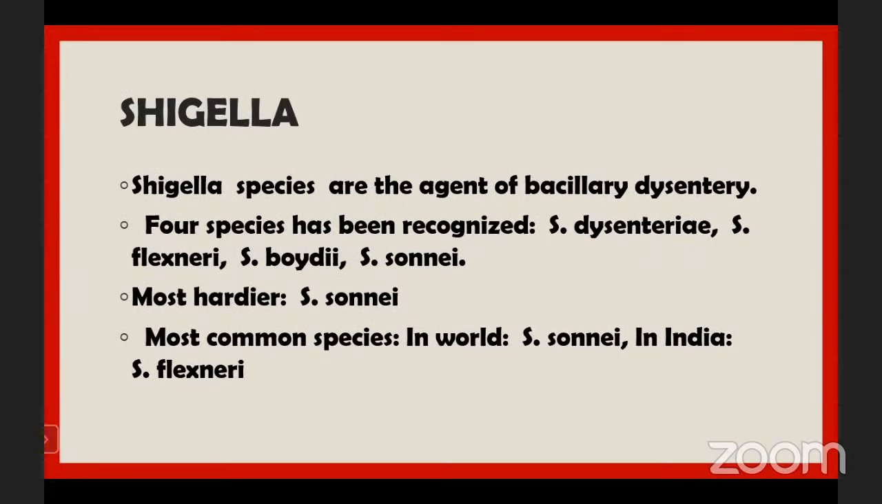Next one is Shigella. Shigella species are the main agent for bacillary dysentery. Four species are mainly recognized: Shigella dysenteriae, Shigella flexneri, Shigella boydii, Shigella sonnei. The most common species in the world is Shigella sonnei. In India, the most common species is Shigella flexneri.